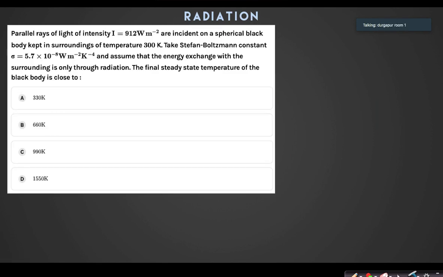Parallel rays of intensity 912 watt per meter square are incident on a spherical black body kept in a surrounding temperature of 300 Kelvin. Stefan Boltzmann constant is given. Assume the energy exchange with the surrounding is only through radiation. What is the final steady state temperature of the black body?